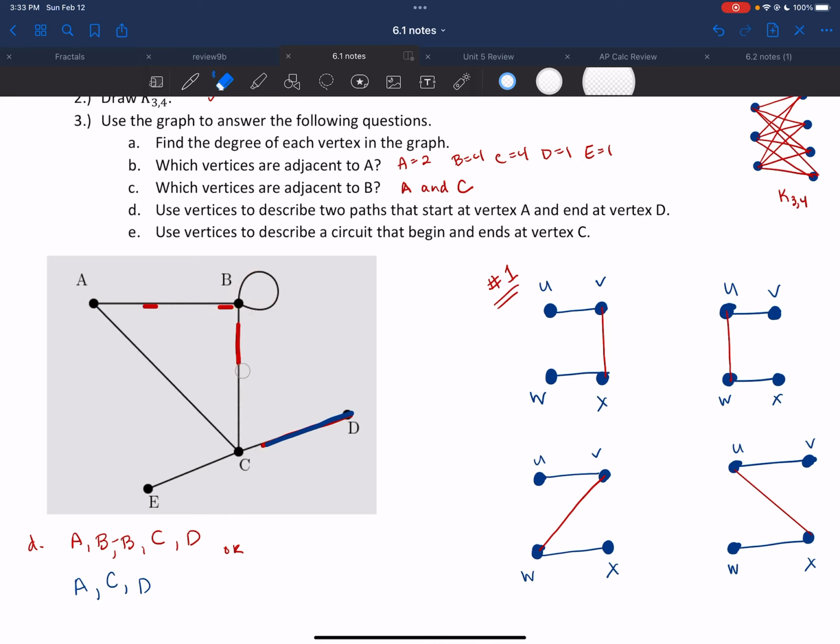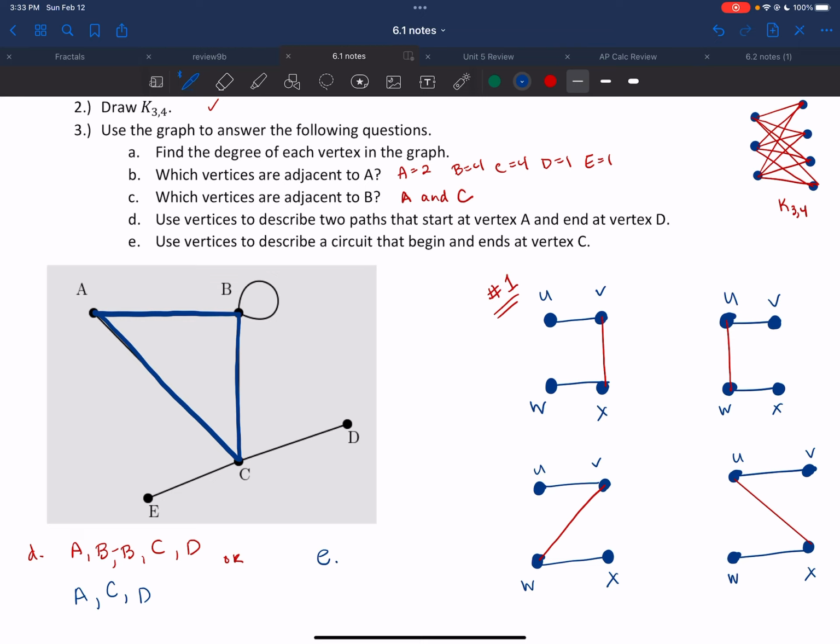Use vertices to describe a circuit that begins and ends with vertex C. Okay, so if I'm going from C, the easiest circuit would be C to B to A, and then back to C. So part E would be C, B, A, C. All right, so those should help.